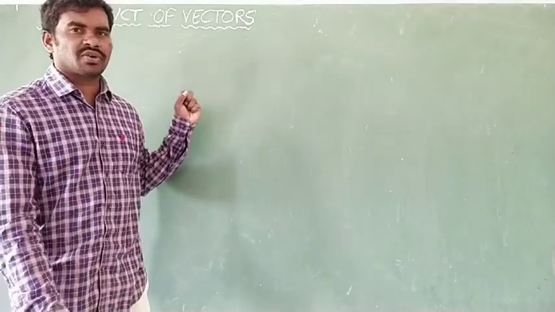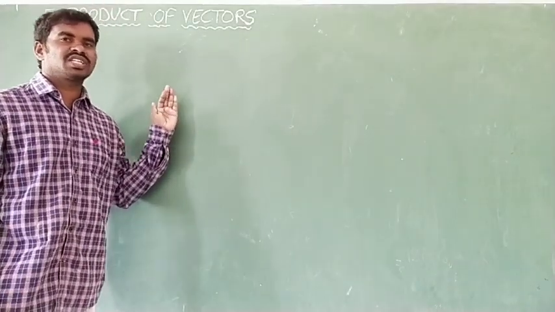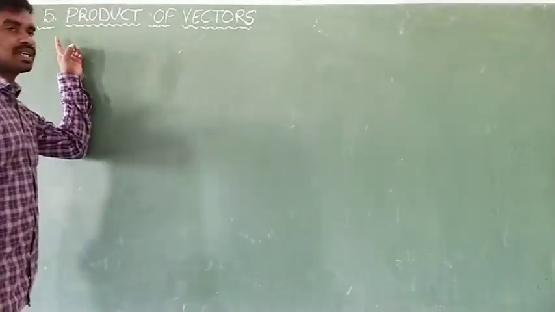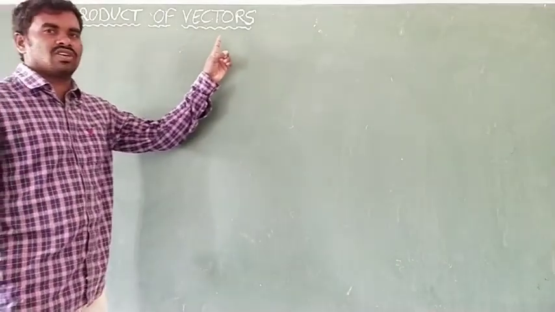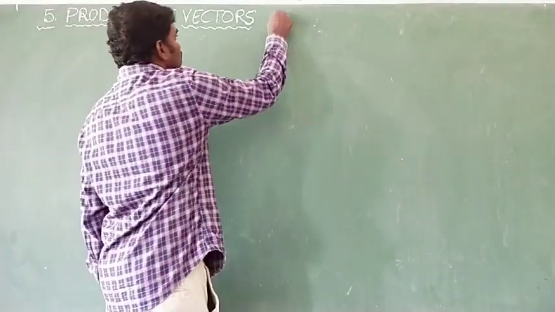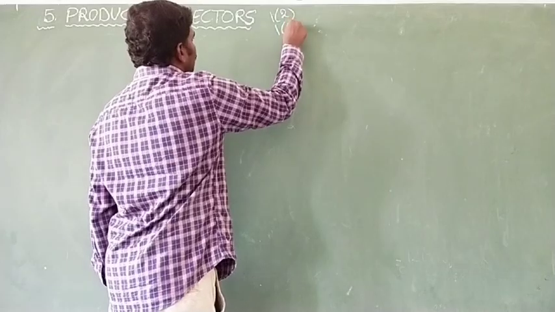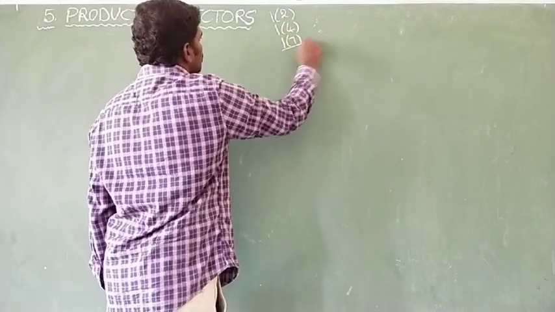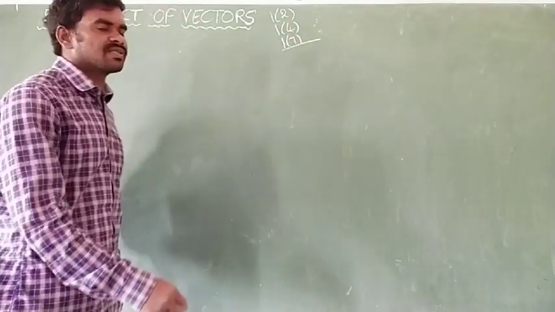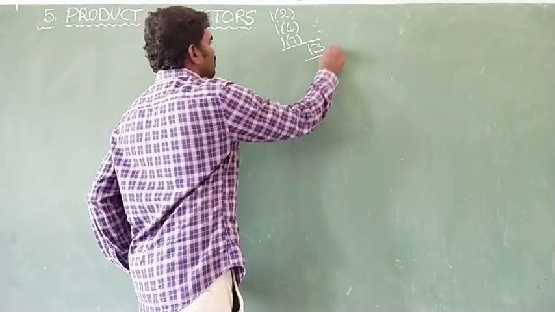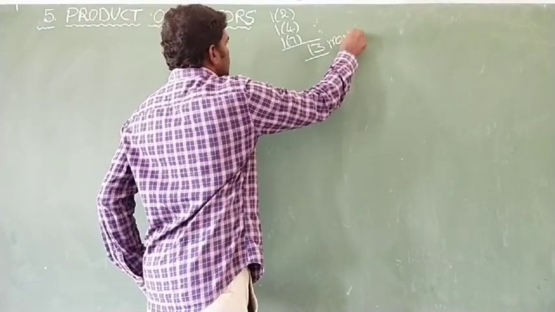Now in this class we are going to learn Intermediate First Year Mathematics 1A, 5th chapter, Product of Vectors. From this chapter, one 2-mark question, one 4-mark question, and one 7-mark question, completely 2, 4, 6, 7, 13 marks from this chapter. It is a 13 marks syllabus.